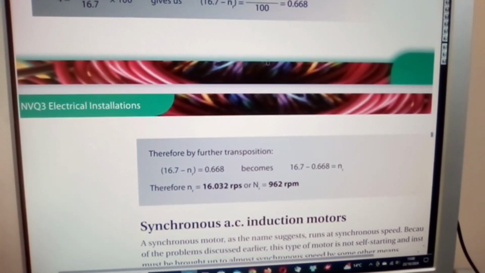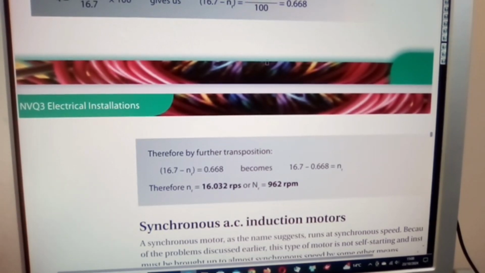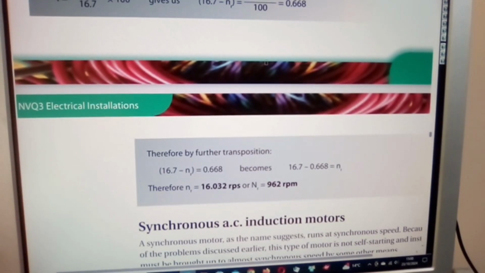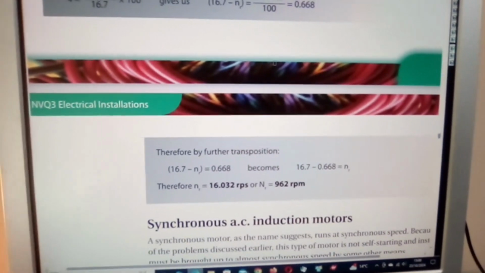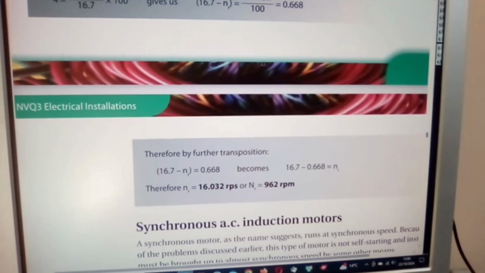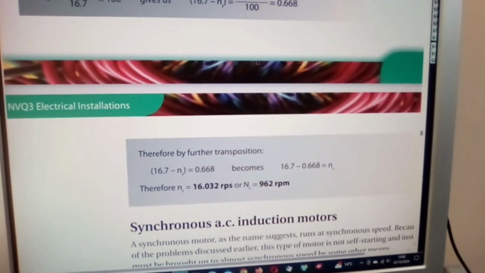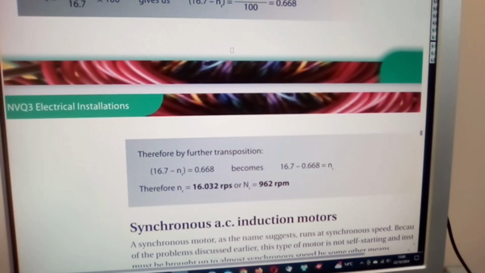Okay, so I was trying to look at it as a percentage. It's okay, just ignore me. I was going away on my own jollies then.